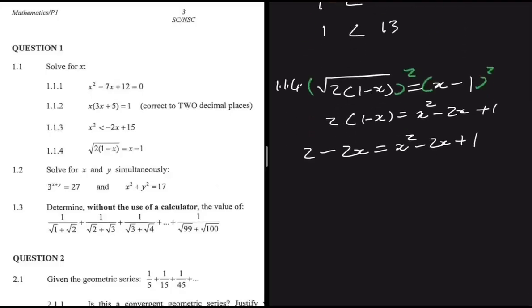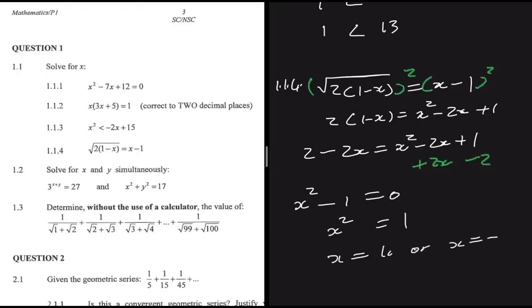Right, so if we take minus 2x to the right hand side, it is going to be plus 2x, right? And then if we take 2 to the right hand side, it's going to be minus 2, right? And then ultimately we're going to get x squared minus 1 being equal to 0. So x squared is equal to 1. So x is equal to 1, or x is equal to minus 1.